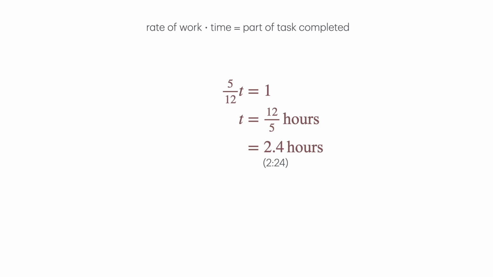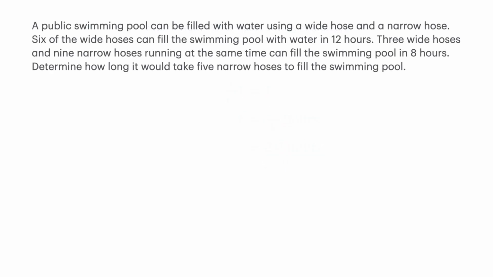Let's return to our original problem. As we carefully reread this scenario, the component that stands out is the different combination of agents used to complete the task. We have one combination of hoses to fill the swimming pool, a different combination of hoses to fill the pool, and yet a third combination of hoses to fill the pool. Now for any work problem, it's important that we know the rate of work for individual agents. In this problem, it's the hoses that are used.